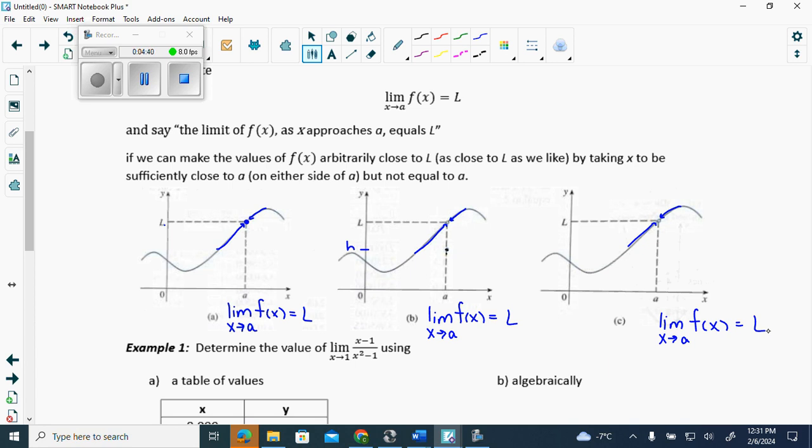So for this one, f of a, if I just do function notation, when x is a, y is L, right? For this one, f of a equals H. And for this one, f of a does not exist, because it's just a point of discontinuity and there is no coordinate at a. But it doesn't affect our limit at all, because our limit is not what the value is at a, it's what's approaching from the left and the right.